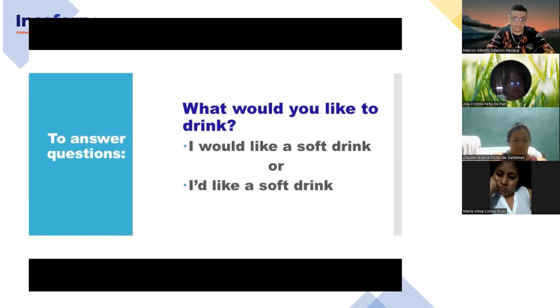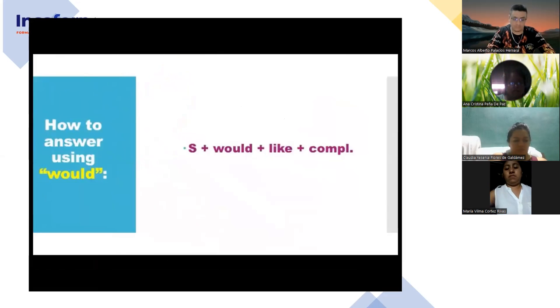Did you notice the position of would in the answer? That's right, it goes exactly after the subject. How to answer using would? Subject plus would plus like plus complement.